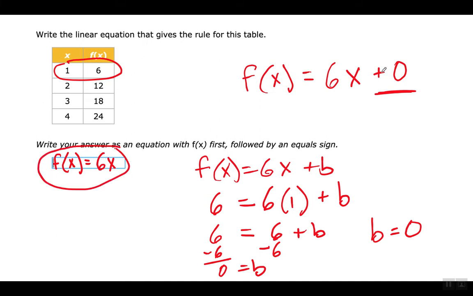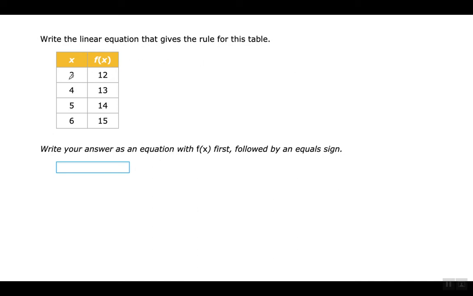All right. Next problem. Okay, so like I said before, now let me try to go over this the faster way. The x's are going up by 1, so I could just get my slope by looking at this. In this case, the f of x is going up by 1, so the slope is going to be positive 1, which I'll write just for now.